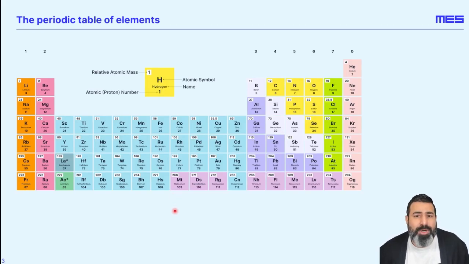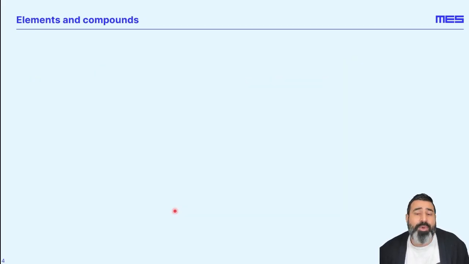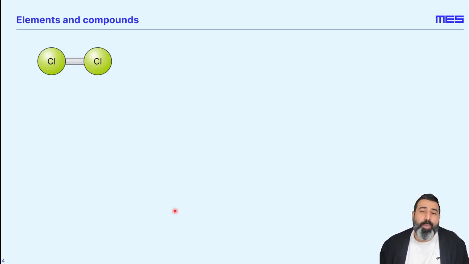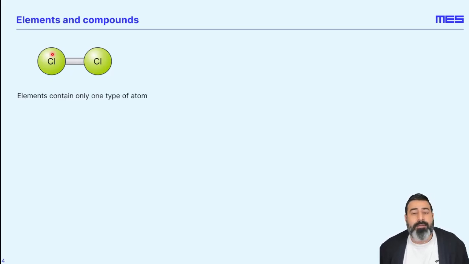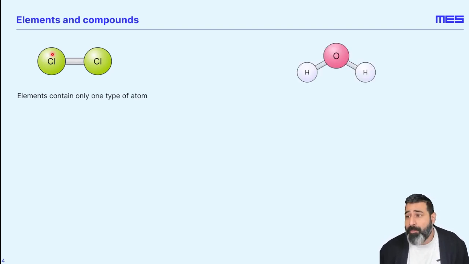You might be thinking, what actually is the definition of an element? Well, that's one that we need to know. An element is a substance that contains only one type of atom. In this little cartoon, we only have one type of atom. We've got just chlorine atoms, so this would be classed as an element. Just to reiterate, elements contain only one type of atom, in contrast to compounds.